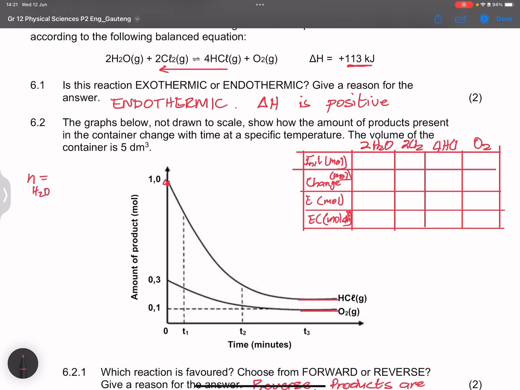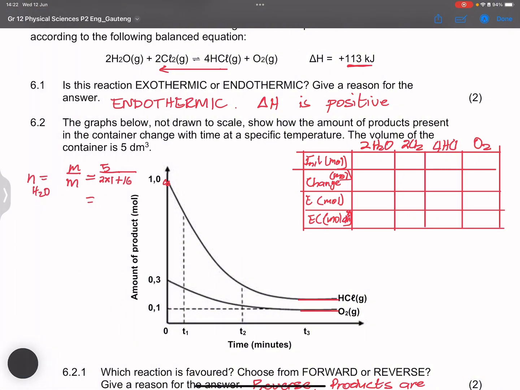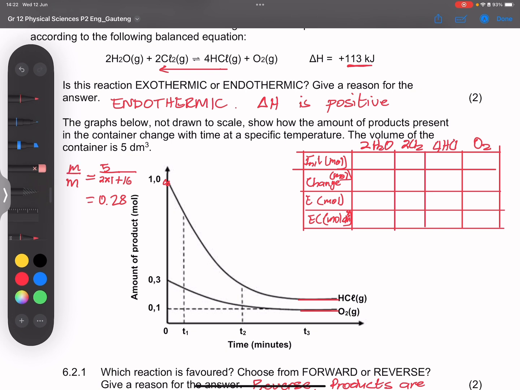That's mass divided by molar mass. So that would be 5 divided by, remember, water is H2O, so that would be 2 times 1, that's for hydrogen, plus oxygen, which is 16. So that would be 5 divided by 18. Okay, let's calculate. I get 0.28. Which means the initial moles of H2O is 0.28.